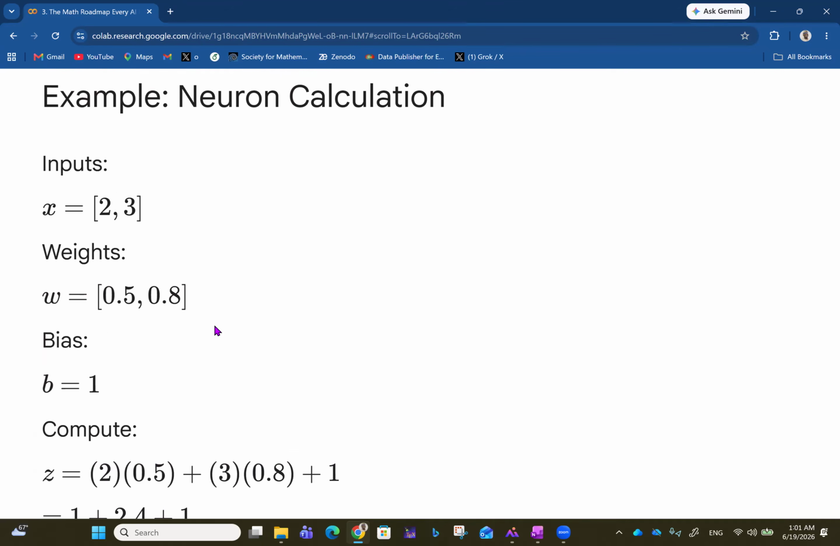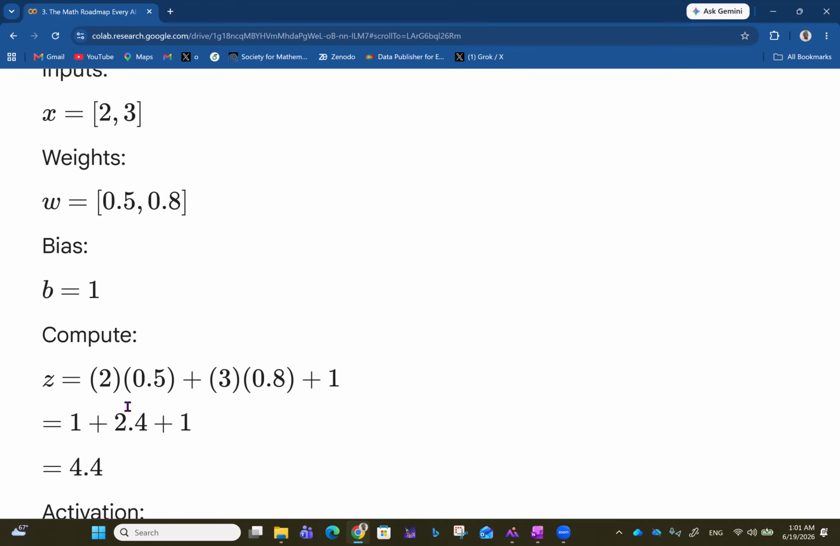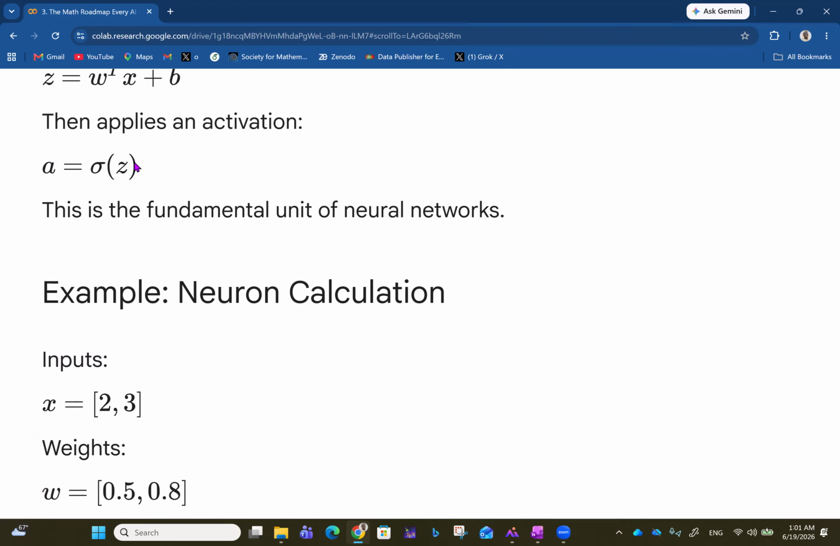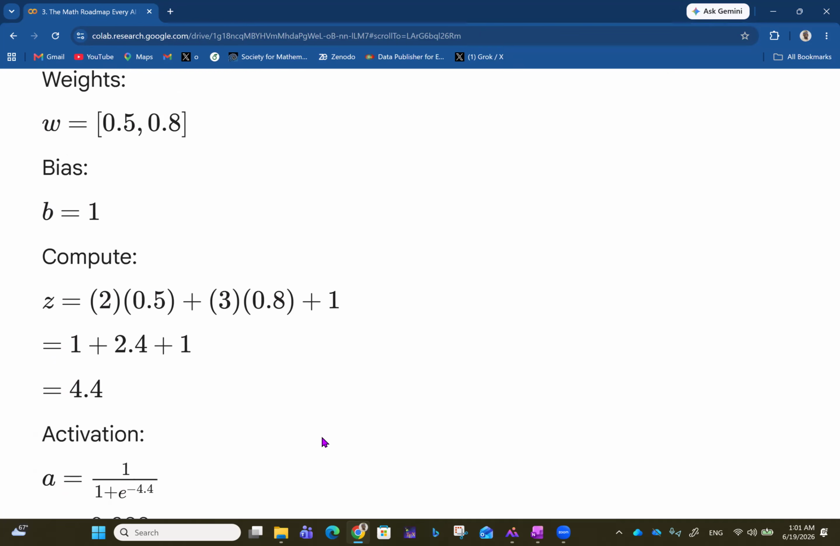For instance, imagine you have a neuron calculation. You have x to be 2, 3, and the weights are 0.5, 0.8, and there's a bias of 1. What that simply means is that this is W transpose X: 0.5, 0.8 in column form multiplied by 2, 3. That's why you have 2 times 0.5, then 3 times 0.8, plus the bias, which is 1. So 2 times 0.5 is 1, 3 times 0.8 is 2.4, and then plus 1. So you have 1 plus 2.4, that's 3.4, plus 1, which is 4.4.